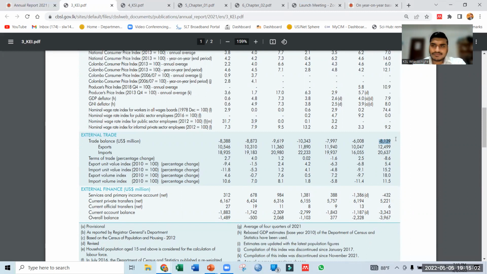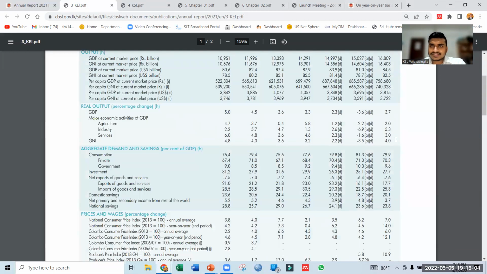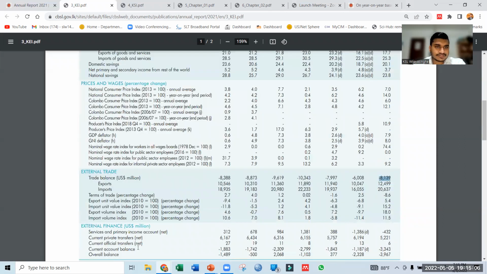It's close to 8 billion if I'm not mistaken, minus 8 billion. This needs to be in billions. Okay, it's in millions. So 8,139 million is basically 8 billion. So you see we export closer to 12 billion and we import 20 billion.